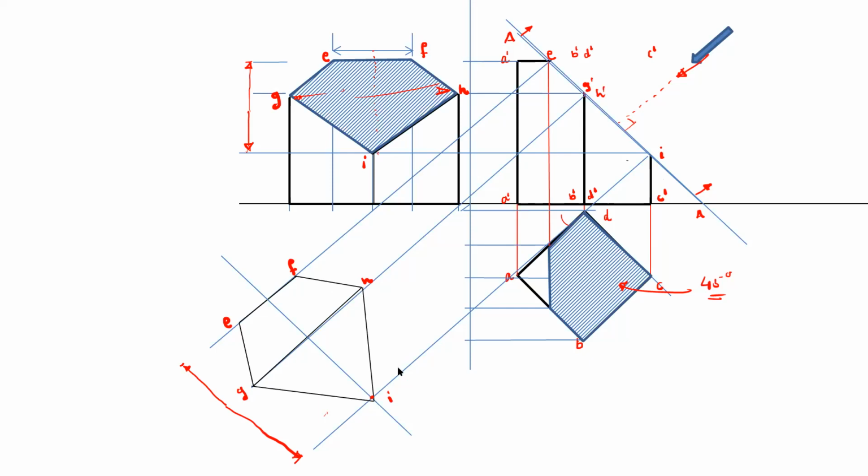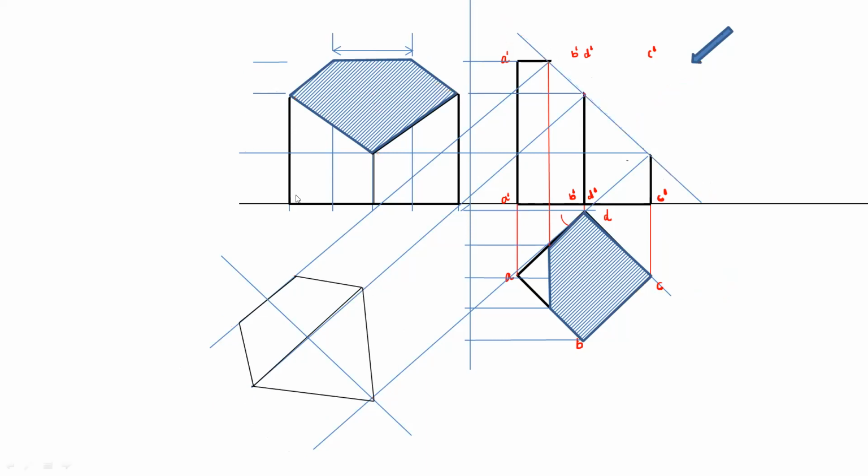and GI and HI. You can observe here the true shape of the section. It is similar to the side view of this section. The only difference is this length. This length increases in the true shape compared to the side view. So this is your true shape of this section. And just you can highlight this.